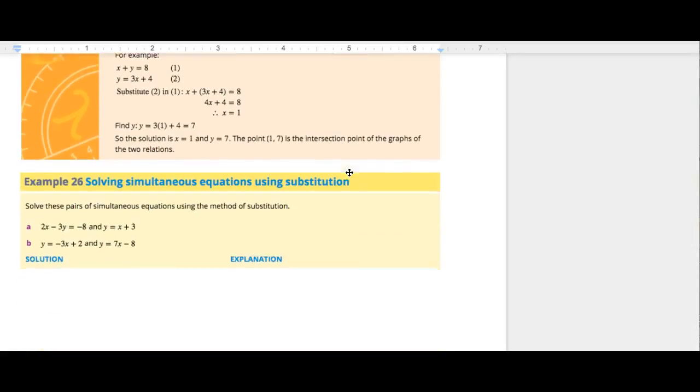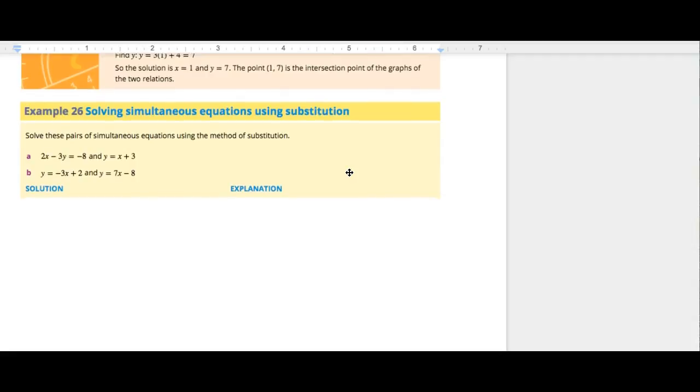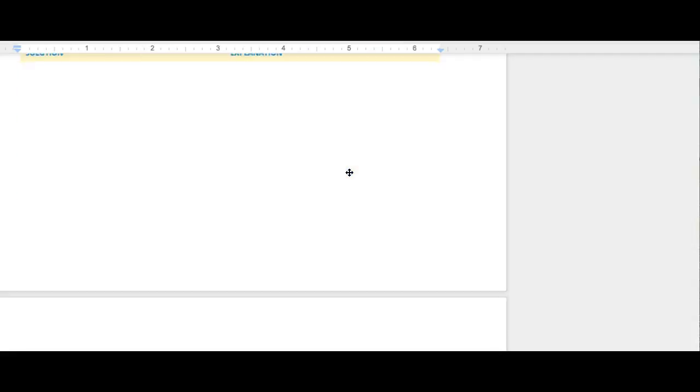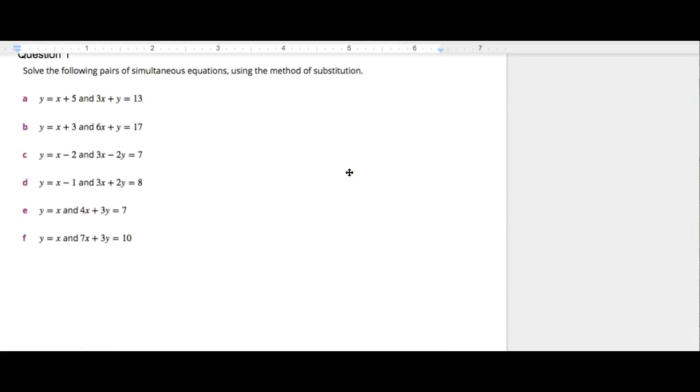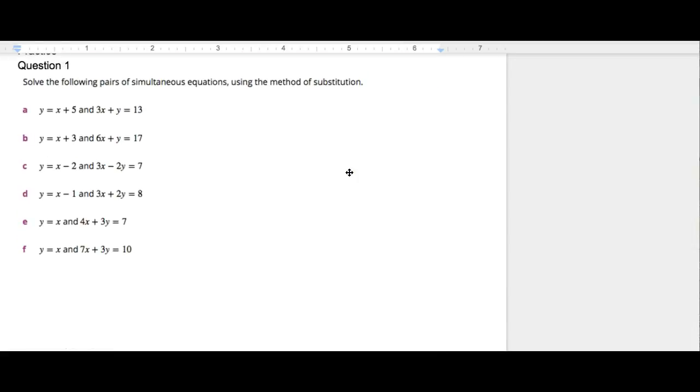All right, I'm going to skip the examples here because you can read them yourself, and I'm going to go straight into one of the practice questions here, and then I'm going to have a look at some of the textbook ones as well. Let's have a look at, I always do A, so let's do D.